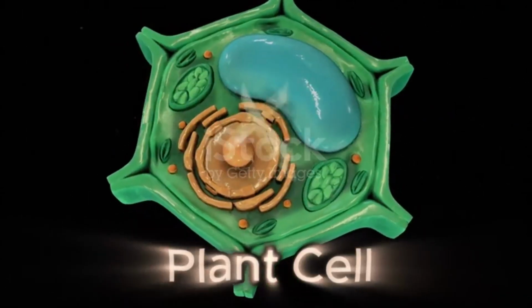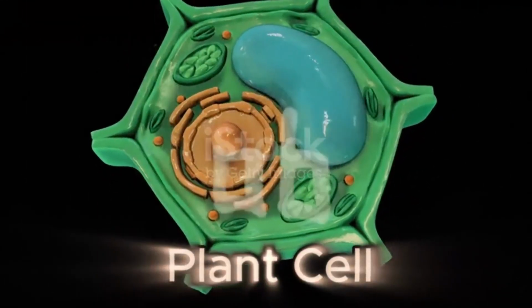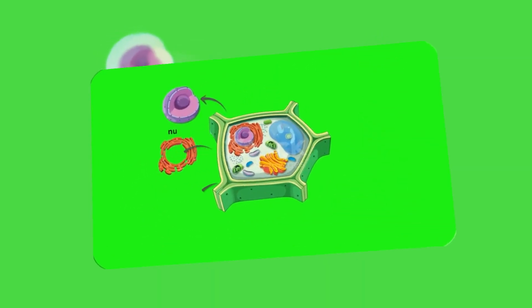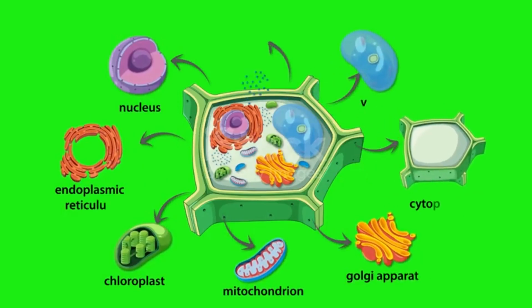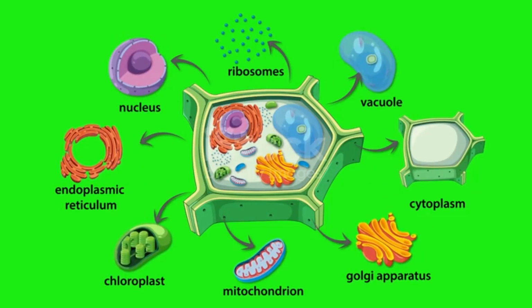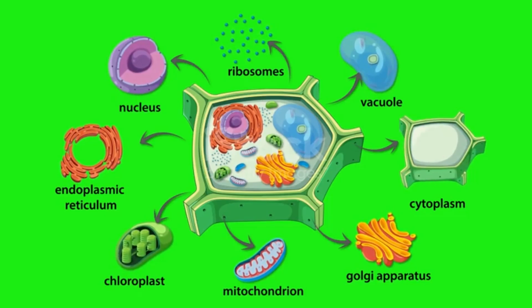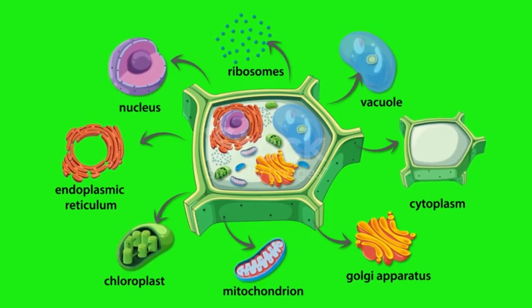Cell wall is found in plant cells, fungi, and bacteria. It surrounds the cell membrane. Functions of the cell wall: support, protection, and maintaining shape. In plants, the cell wall is made mainly of cellulose. Animal cells do not have a cell wall.